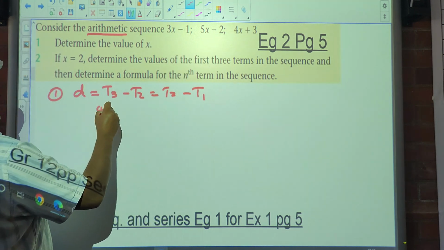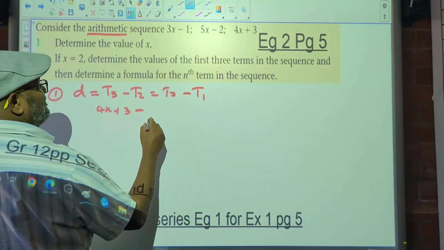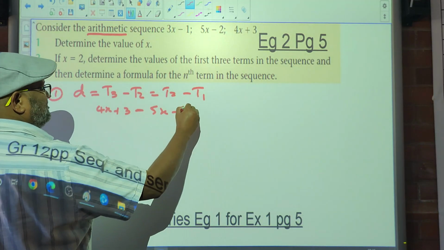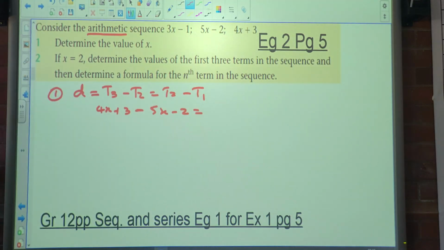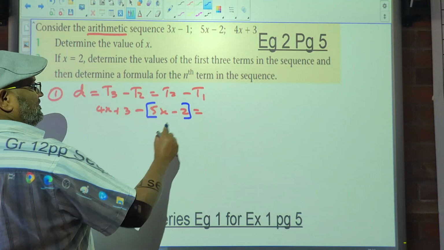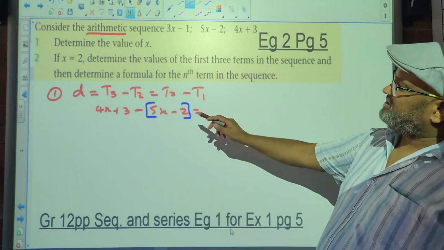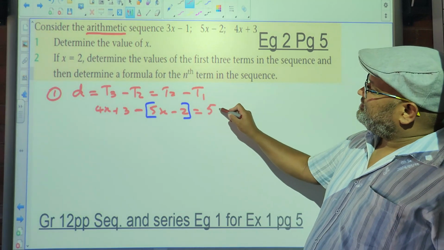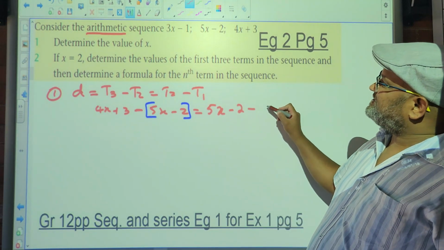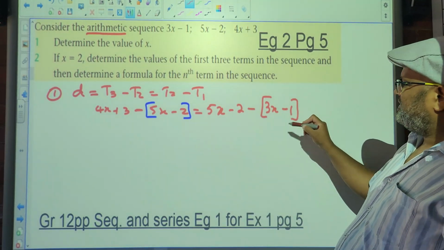4x plus 3 minus 5x minus 2. You all agree with that? There must be a bracket, yes. Why must there be a bracket? Because it's more than one term following a negative sign. Okay? Carry on. It's going to be T2: 5x minus 2 minus 3x minus 1.